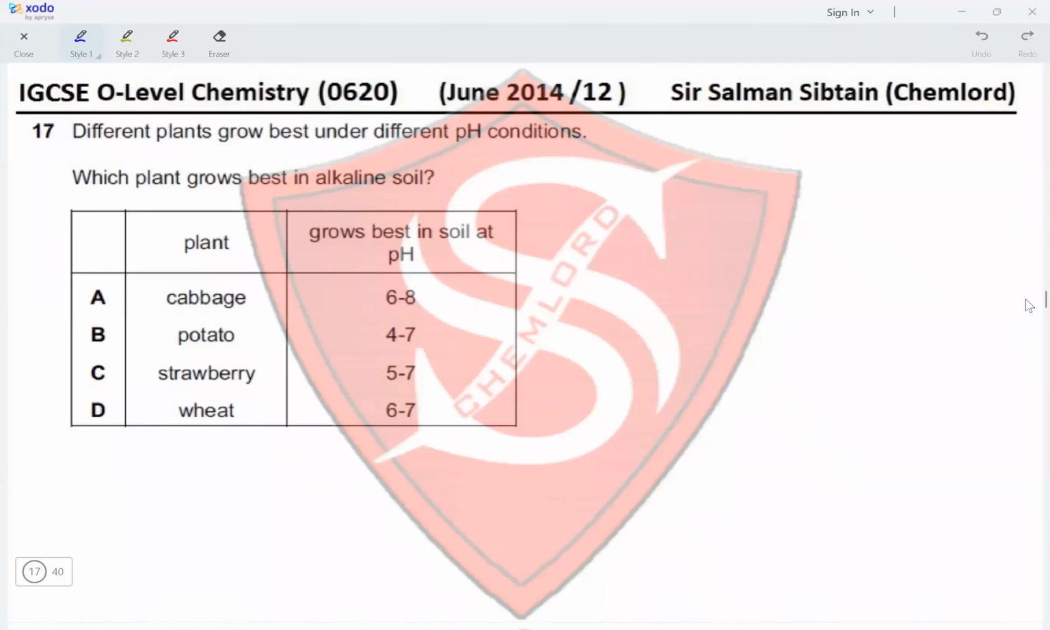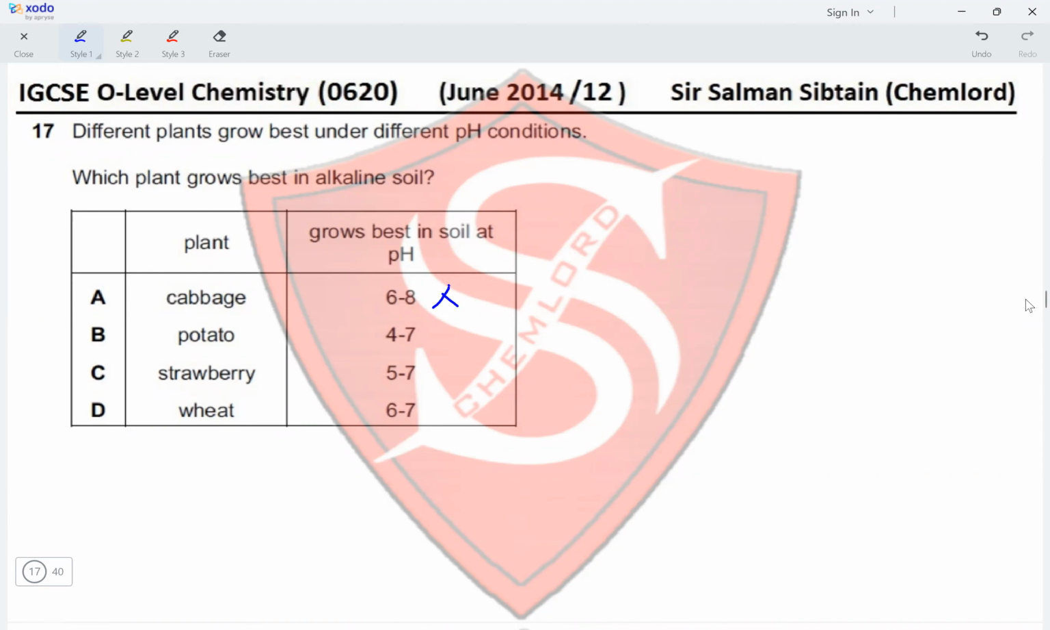Question 17. Different plants grow best under different pH conditions. Which plant grows best in alkaline soil? So, alkaline soil would be a pH of greater than 7. So, cabbage grows at pH 6 to 8. So, this is mostly neutral, very slightly acidic or very slightly alkaline.